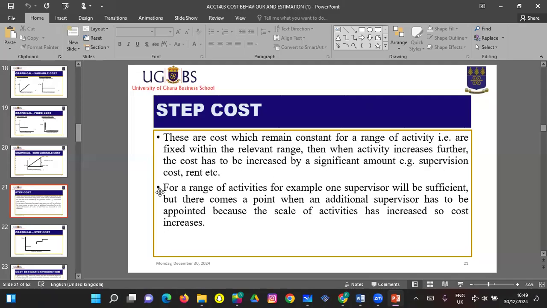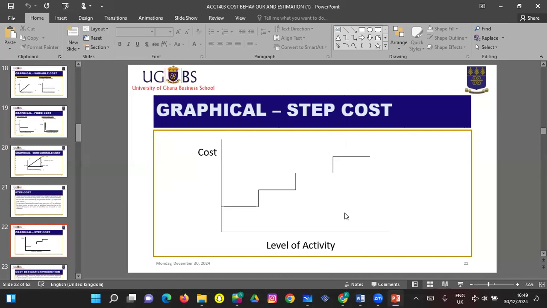An example is supervision. For a range of activities, one supervisor will be sufficient, but there comes a point when an additional supervisor has to be appointed because the scale of activities has increased, so the cost has also increased. So this is more of the step up cost. When activity level increases, the step up cost also increases.